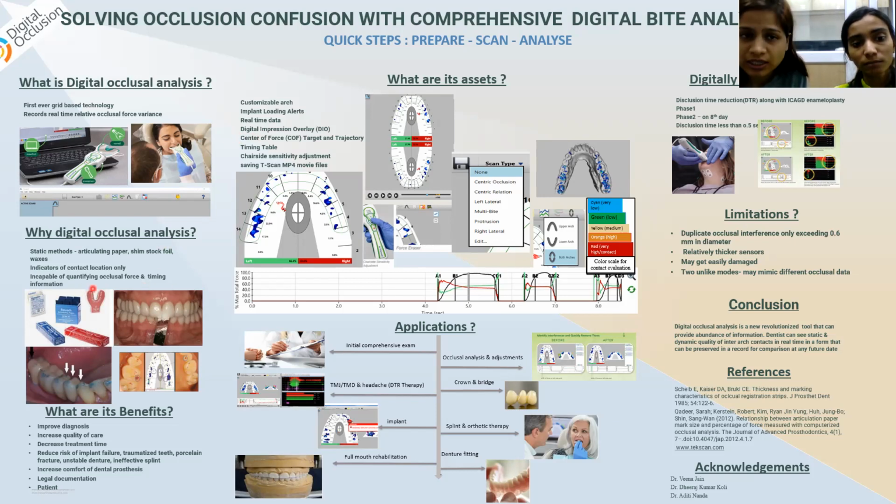It has a variety of assets. It can customize the arch, where we can see both the upper and lower arch on one page, or either of them. It can also provide implant loading alerts, where we can get a warning sign of early implant loading, which can lead to later implant failure, abutment failure, or even screw loosening. It provides real-time data where we can see the occlusion time and the disocclusion time, and we can also overlay the digital impressions over the T-scan software.